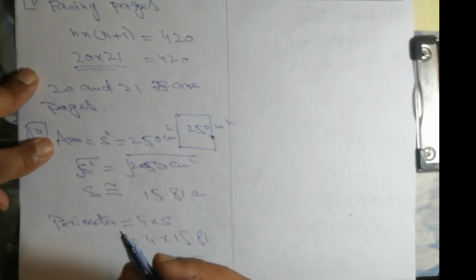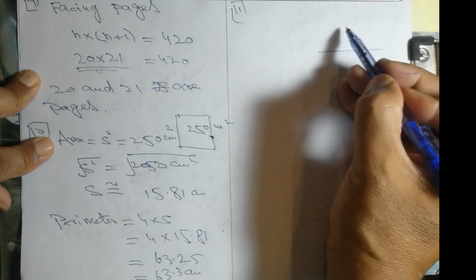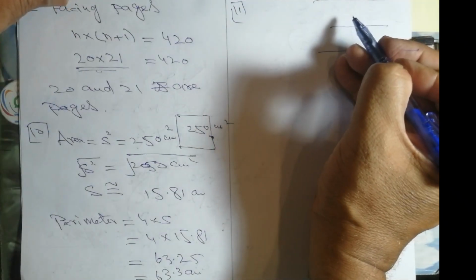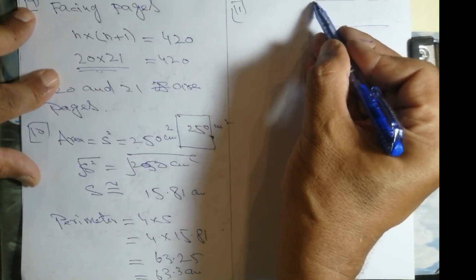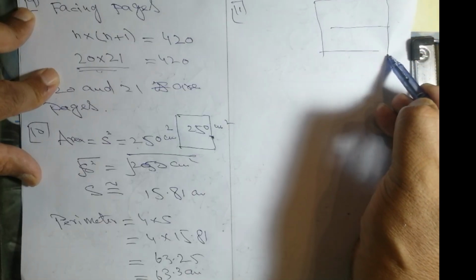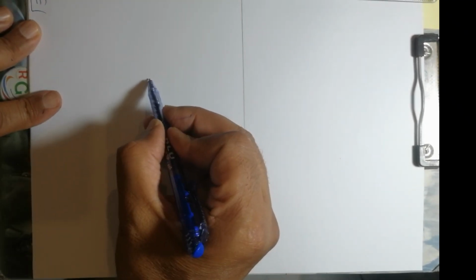So the next question is, the volume of a box in the shape of a cube is 2197 centimeter cubic. Question 11. Suppose this one is a cuboid side. Let me draw here, question number 11. Let me draw the cuboid here.